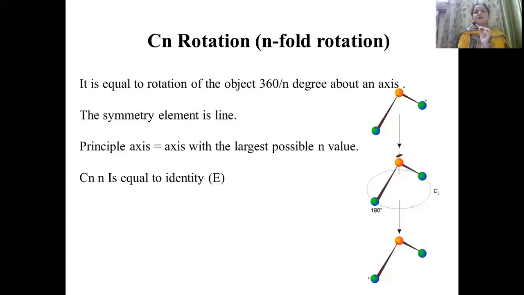And this symmetry element, through which I am rotating the molecule, is a simple line. It's a simple axis through which I am rotating the molecule to get an identical structure, and this is called your rotation axis.